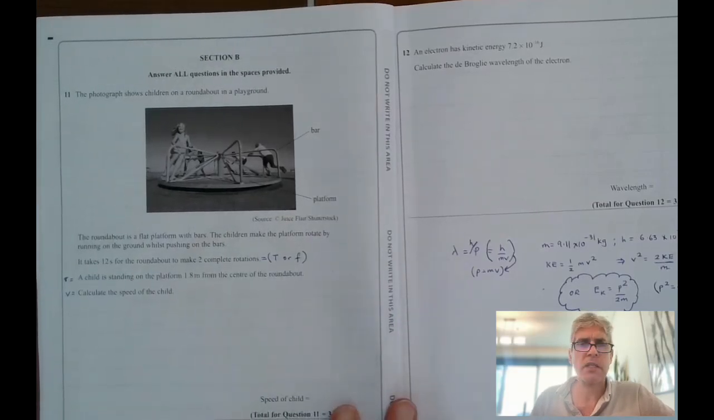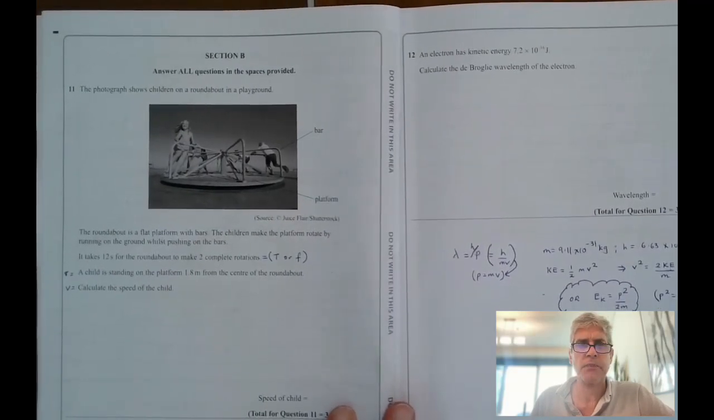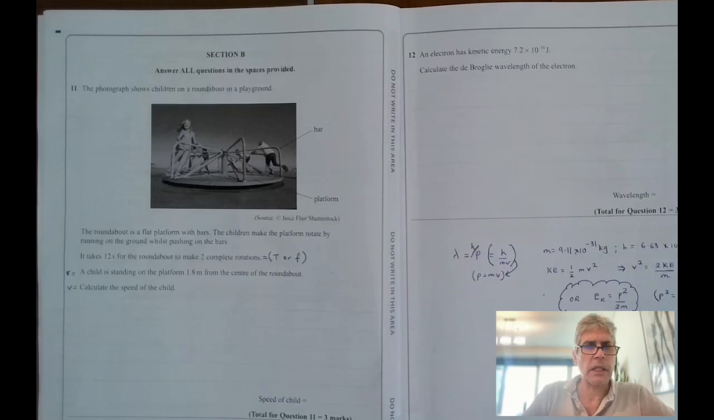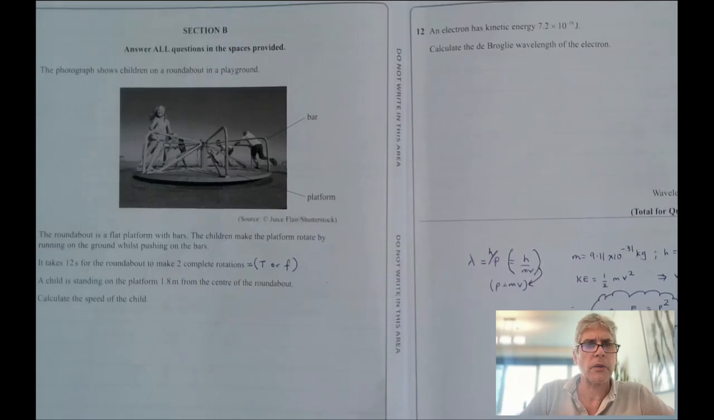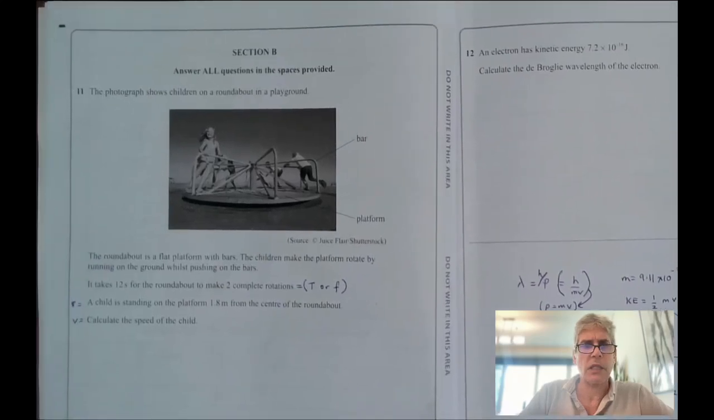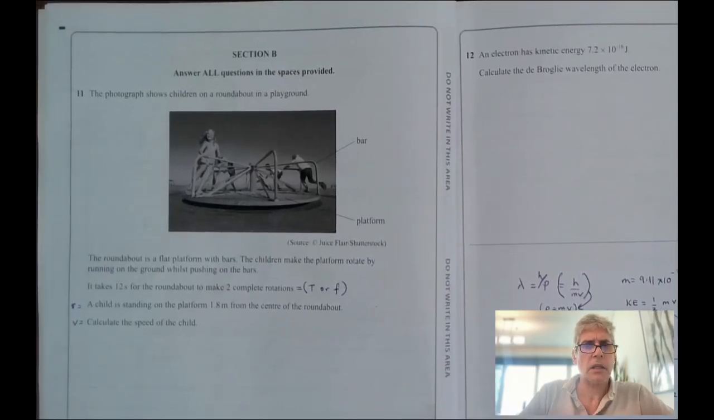So section B always starts with question 11. Hopefully it's zoomed in enough for you. Let's try and zoom in a little bit more so it's easier to see the text. Okay. I've got my camera on, so hopefully it won't put you off.